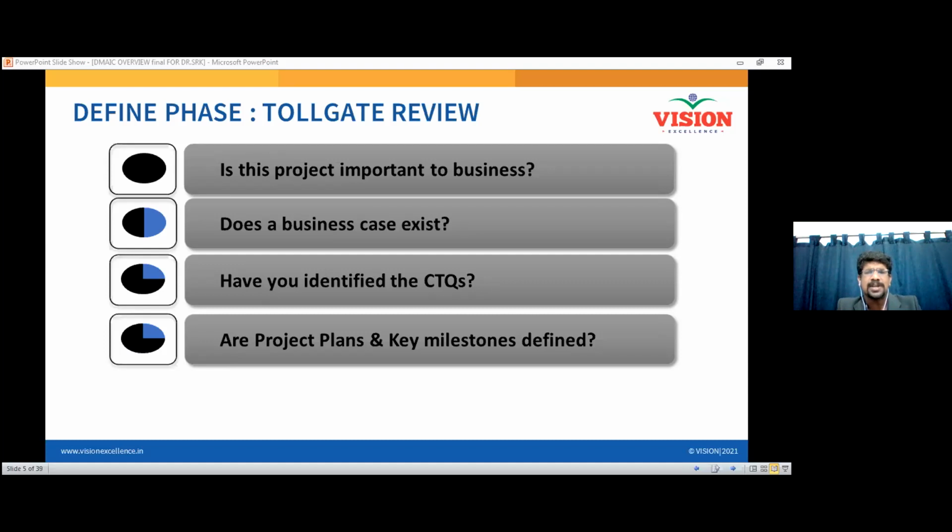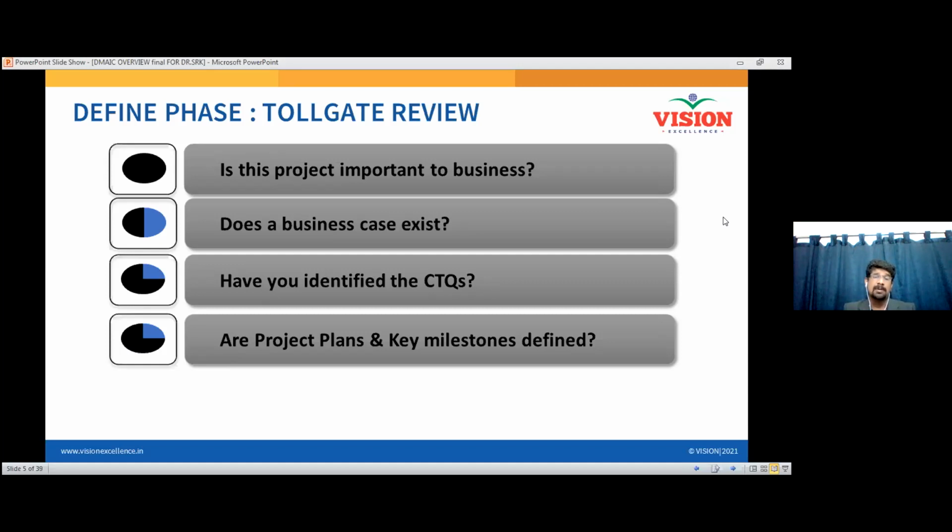So you must make sure that the problem which you have defined and which you are going to convert into a project must have some business importance. Next, does a business case exist? What is a business case? We will see that in detail. So in the define phase, we are going to select a project and convert that in define.